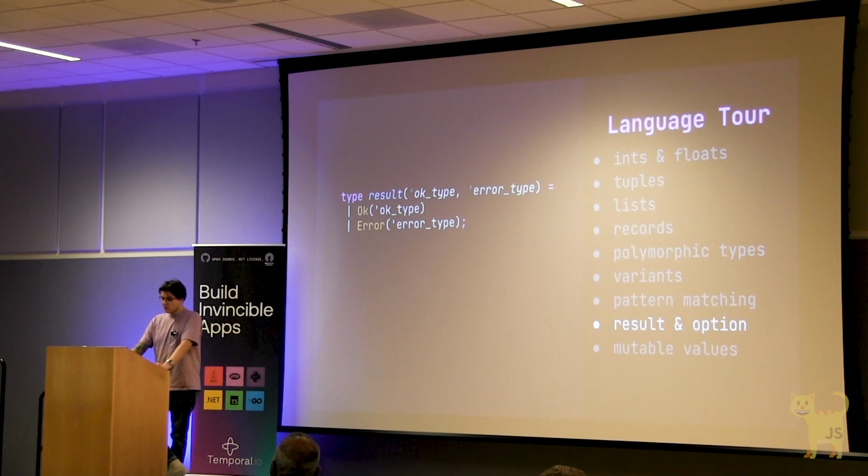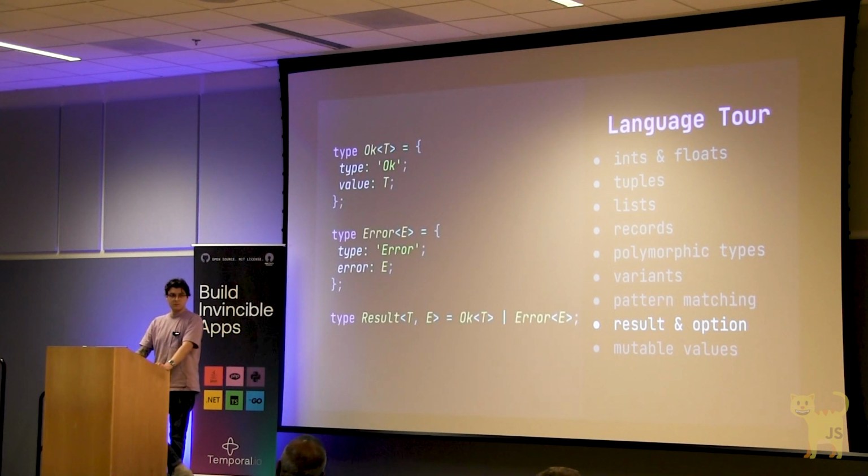Next up are our result and option types. This is how we're going to handle errors in OCaml and ReasonML. We don't generally throw exceptions or raise exceptions. We treat errors as values, basically putting it on the caller to handle errors where they occur. So our result type is going to be a type that has two type parameters, an OK type and an error type, and then the two constructors are OK of the OK type and Error of the error type.